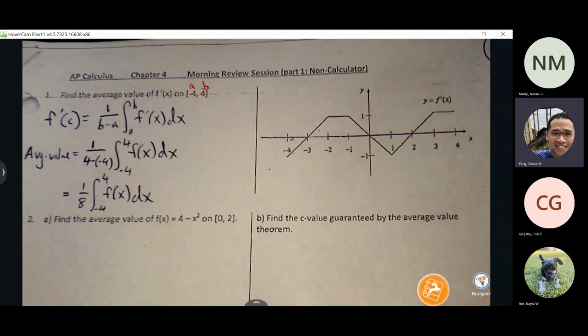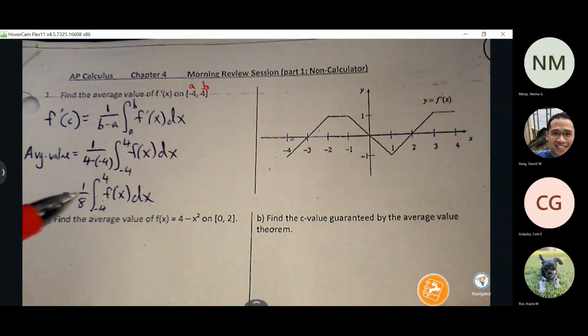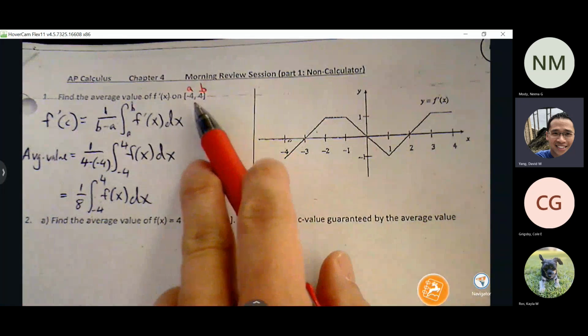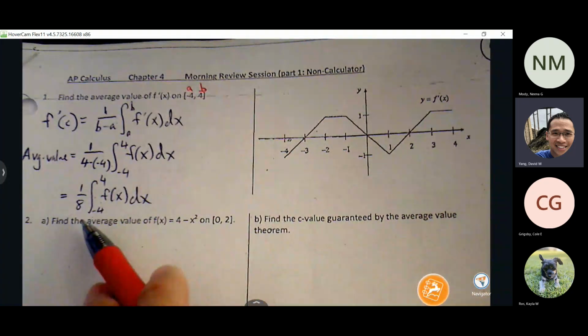So -4 minus -4, well, it's b minus a. So here's my a, that's my b value. So 4 minus -4 becomes positive 8.